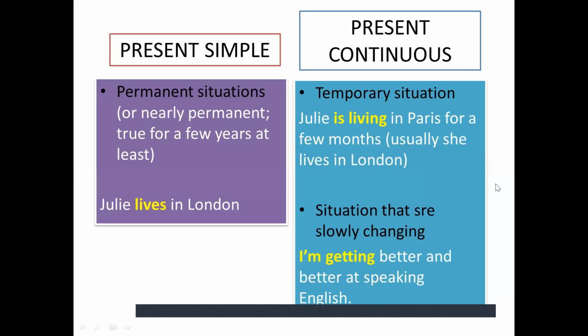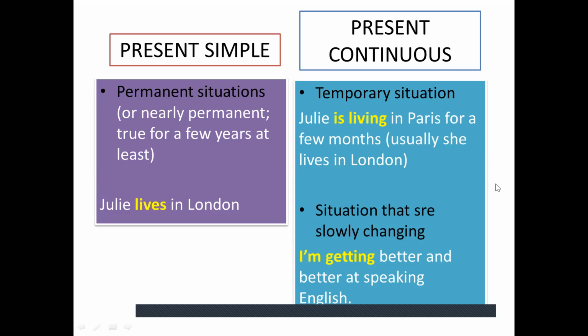Well, for the next usage, present simple is used to tell about a permanent situation or nearly permanent. At least it's true for a few years. For example, Julie lives in London. Julie permanently lives in London, or at least she lives in London for a few years. But present continuous is used for a temporary situation. For example, Julie is living in Paris for a few months. But usually, Julie lives in London.